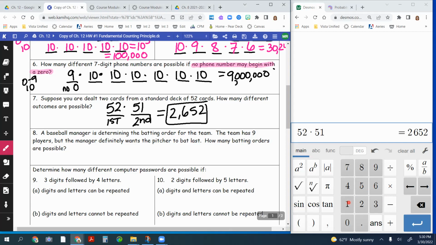Now, on number 8, a baseball manager is determining the batting order for the team. The team has 9 players, but the manager definitely wants the pitcher to bat last. How many batting orders are possible?